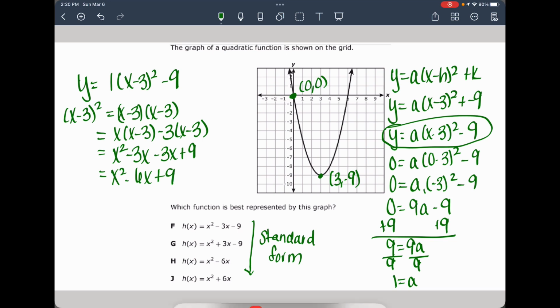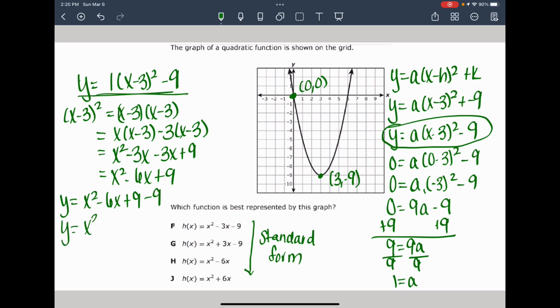So when I go back to my equation, I get y equals x squared minus 6x plus 9 minus 9. I just plug this back in right here. And then I get y equals x squared minus 6x, and these two will cancel each other out, so I have x squared minus 6x. So that's going to give me answer choice H.